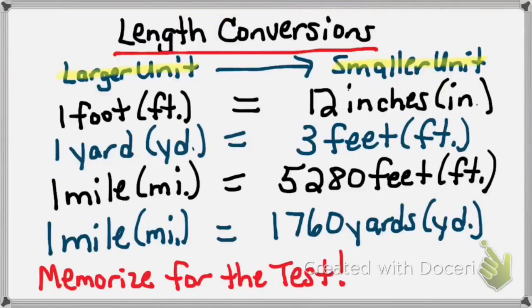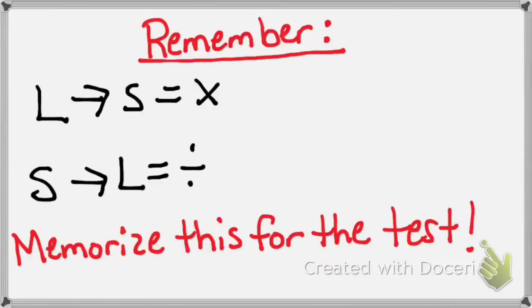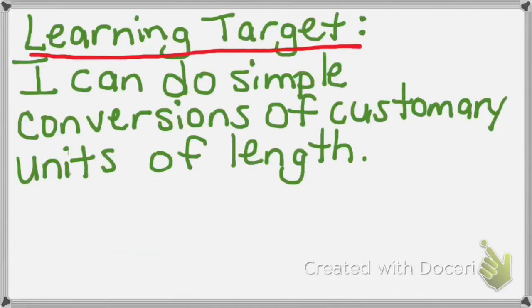Remember that page A of your Chapter 10 packet will have this conversion chart. You do have to memorize that. And it also has this that you have to memorize as well: large to small equals multiplication, and small to large equals division. Hopefully by now you can confidently say, I can do simple conversions of units of length.